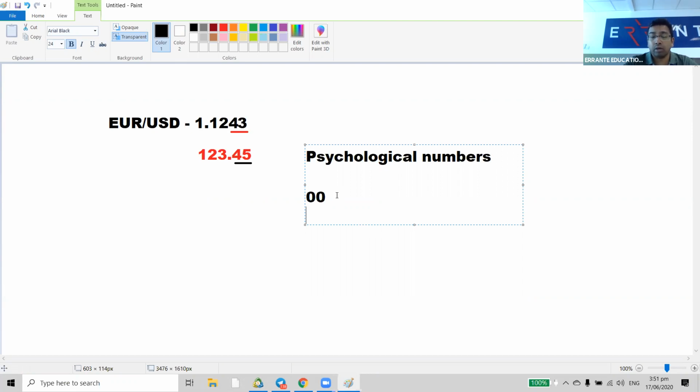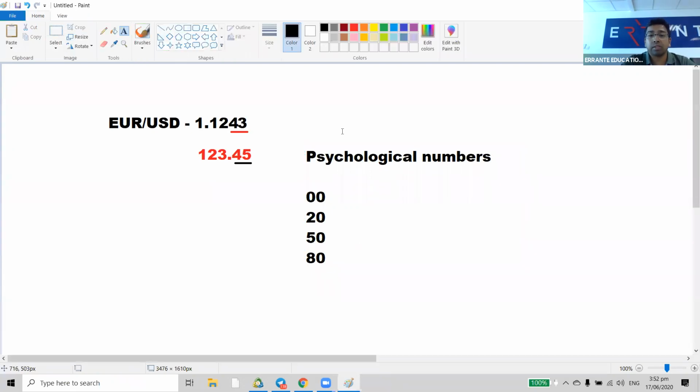Here we have got four sets. Either it is 00, 20, 50, or 80. These are all the psychological levels. Now, what are these psychological levels?